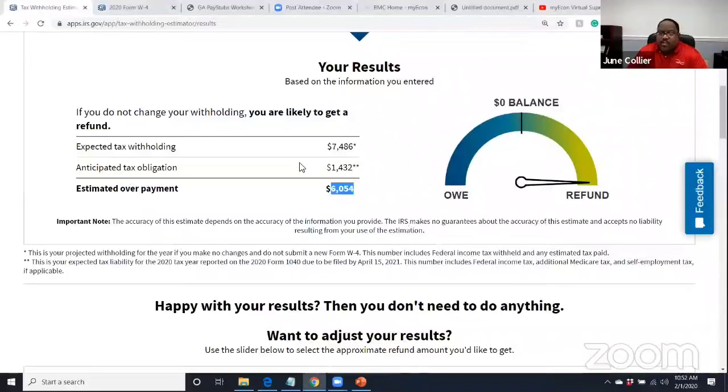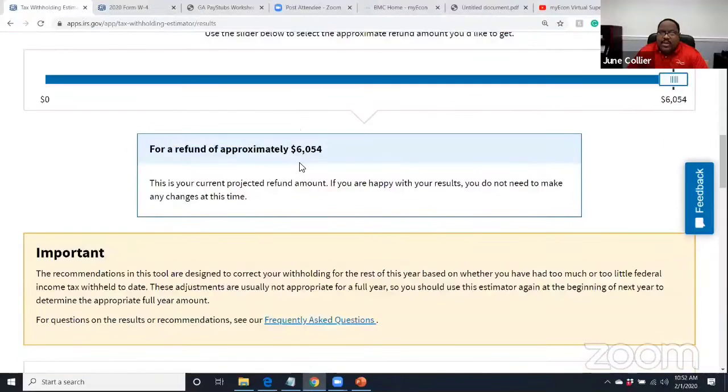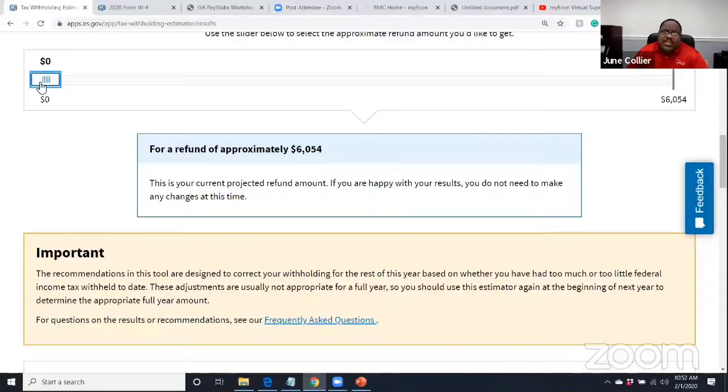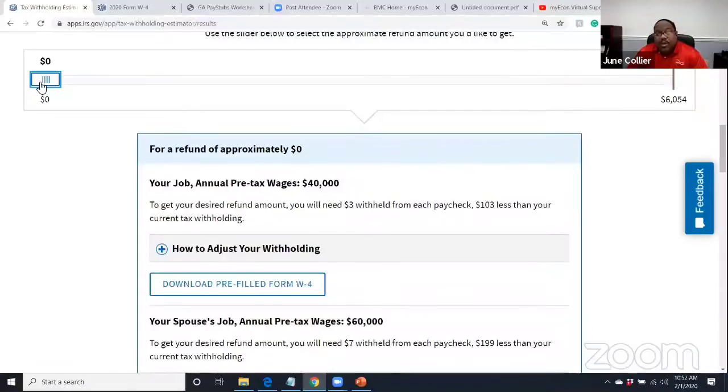So we don't want to overpay. So what we're going to do is we're going to scroll down, and there's this slider here, and the slider says if you want to get a big refund, just leave it as is. You don't have to do anything. But we know better now in my econ. So we want to not owe the government or overpay the government any money. So we slide this bad boy over to 0.